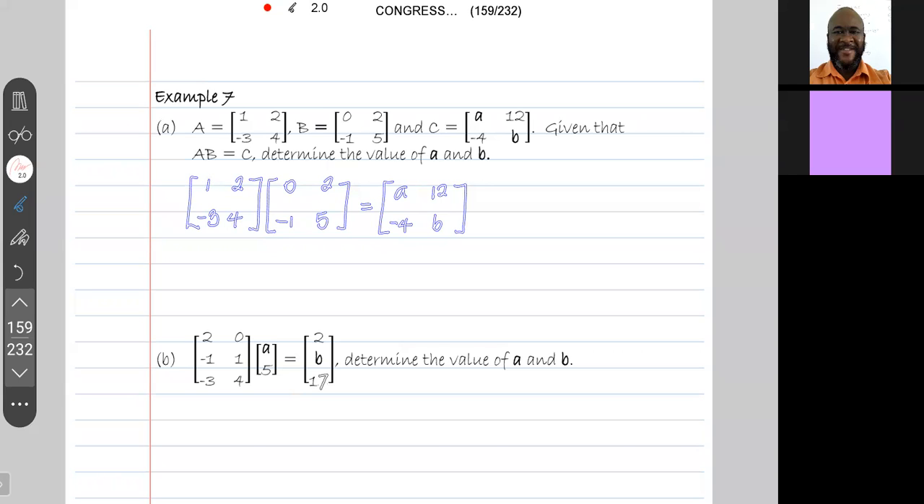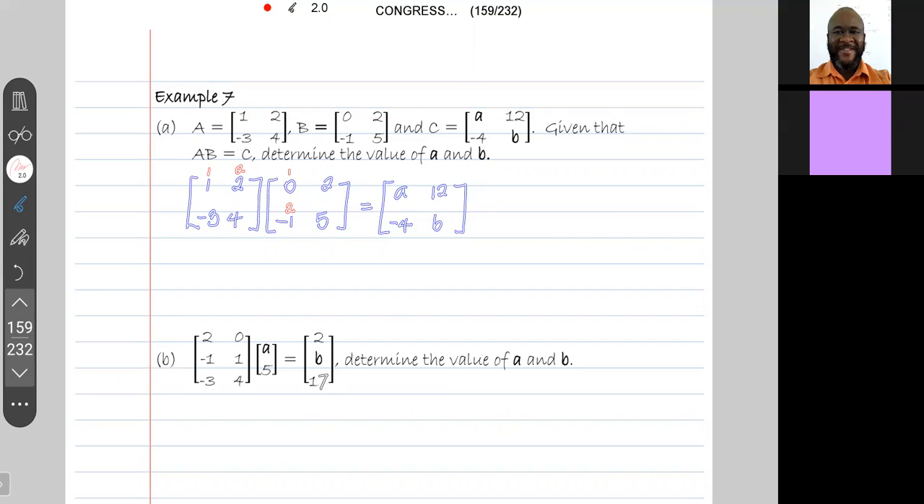Whenever you multiply two matrices, you multiply the rows of the first matrix by the columns in the second matrix. How do you multiply a row by a column? We multiply the first element in the row by the first element in the column, then the second element in the row by the second element in the column.